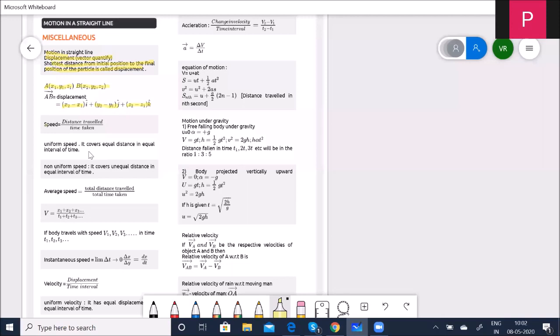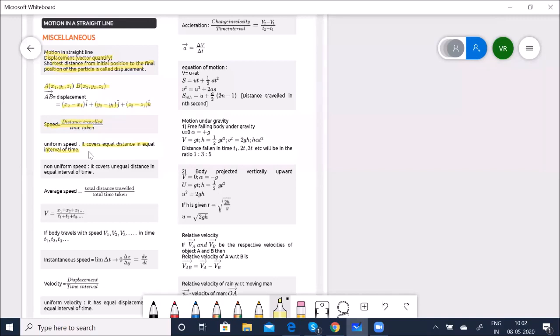Next comes the speed. Now you all know that speed is a scalar quantity. Speed is nothing but the distance traveled divided by the time taken. Now when I say uniform speed, it covers equal distances in equal intervals of time.